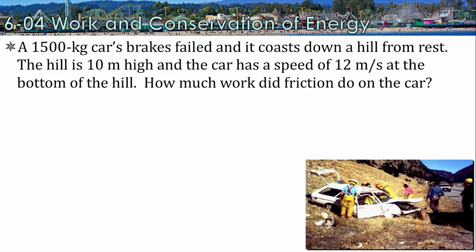A 1,500 kilogram car's brakes failed and it coasts down a hill from rest. Hill is 10 meters high and the car has a speed of 12 meters per second at the bottom of the hill. How much work did friction do on the car? Well, at the top of the hill, we have a height of 10 meters. And we're starting from rest. So our initial velocity is 0. At the bottom of the hill, our height is 0. And our final velocity is 12 meters per second.